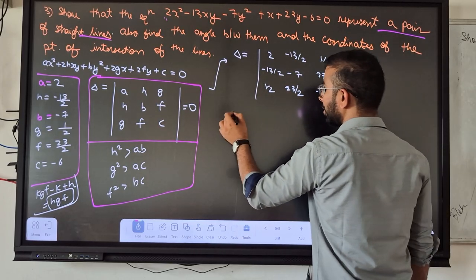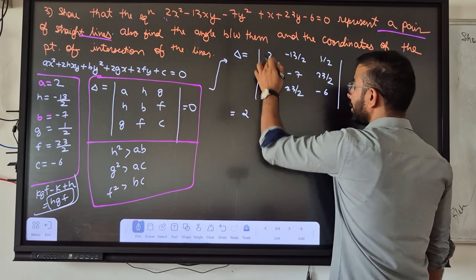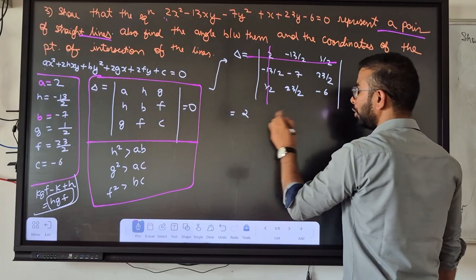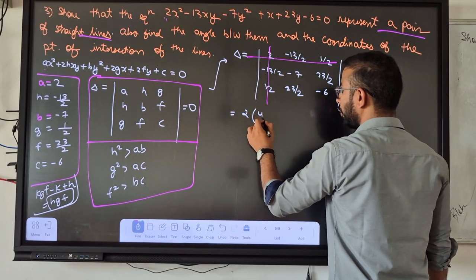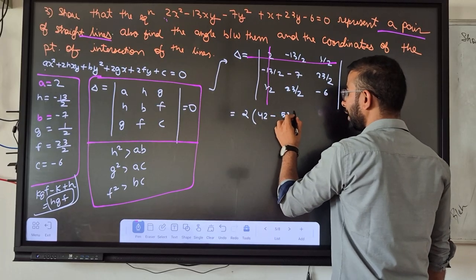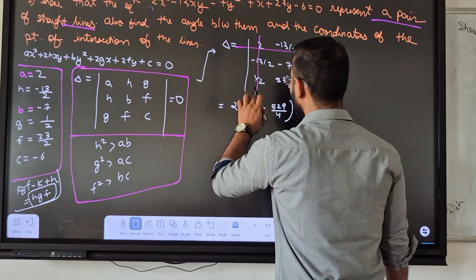So let's open this. How to open this? First you write this 2. Then you delete this part. What is left? This 4. Minus 7 into minus 6, 42. Minus 23 into 23, 529 by 4. That's how you write this first part, right?